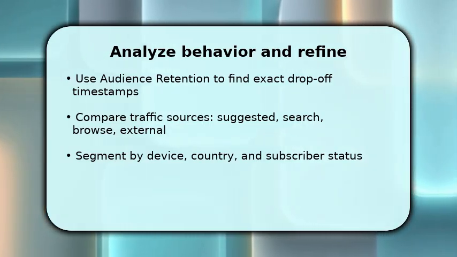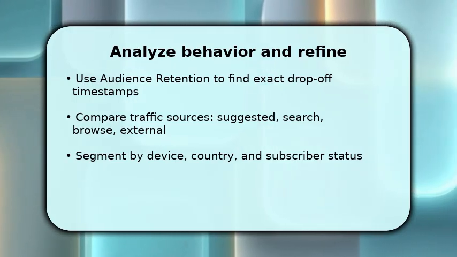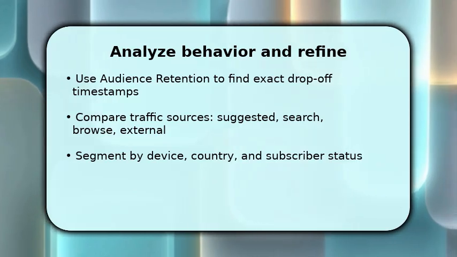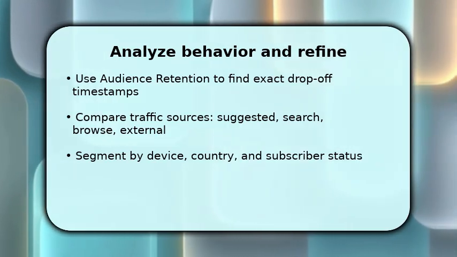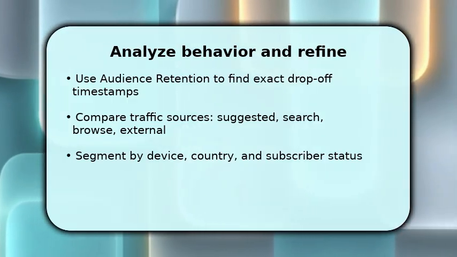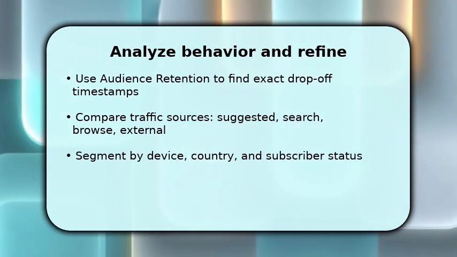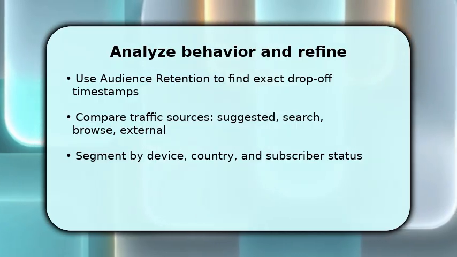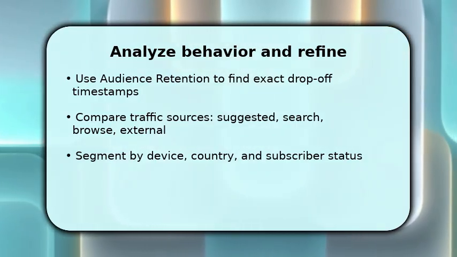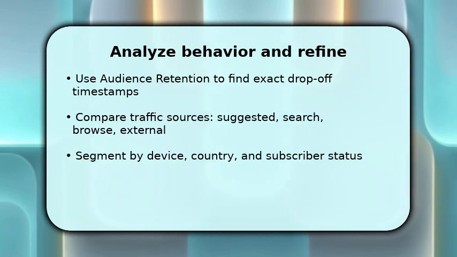Then compare traffic sources, suggested versus search versus browse, because each requires different thumbnail, title, and intro strategies. Once you segment by device, country, and subscriber status, you can test targeted changes like shorter intros for mobile or translated captions for top countries. Make incremental changes and run each test for a full cycle against your baseline.